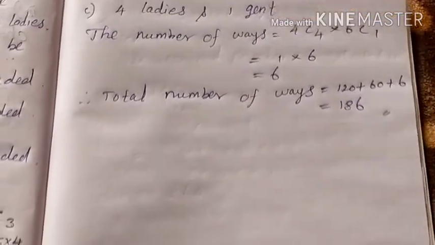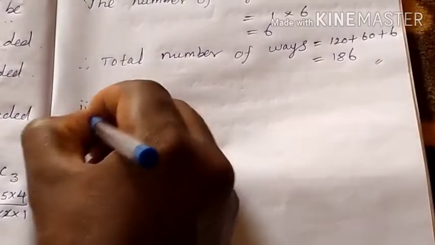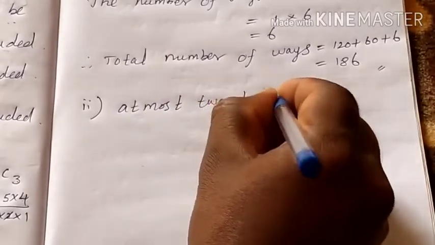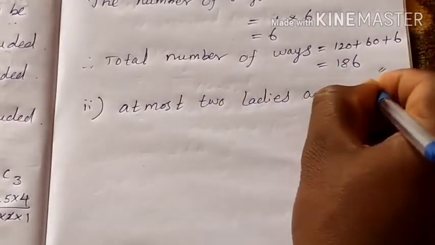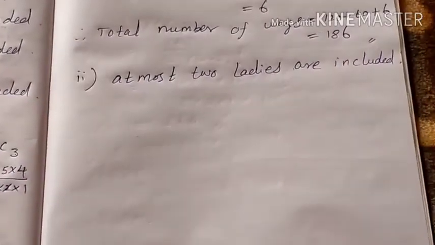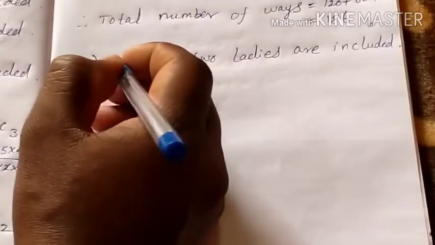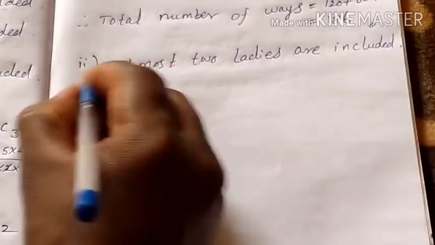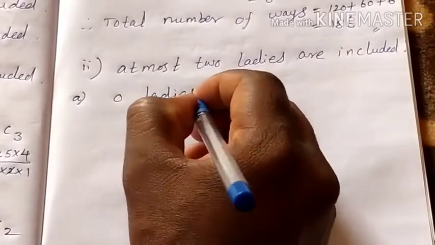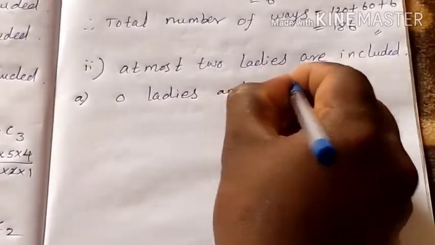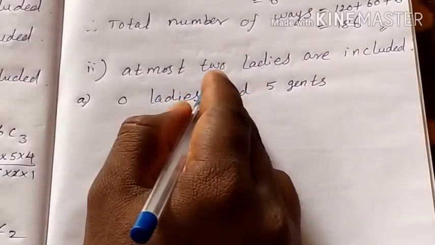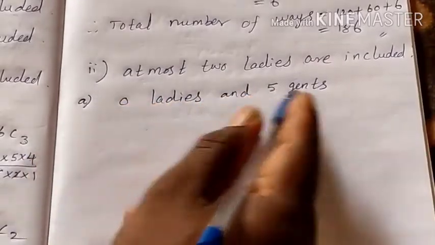Have you understood? Okay. Then the second subdivision is at most 2 ladies are included. At most means a maximum of 2 ladies. The possible values are, first, consider 0 ladies, so no ladies are selected. So 0 ladies and 5 gents. Is it possible? Yes. So at most the maximum is 2, so the minimum is 0. 0 ladies and 5 gents.